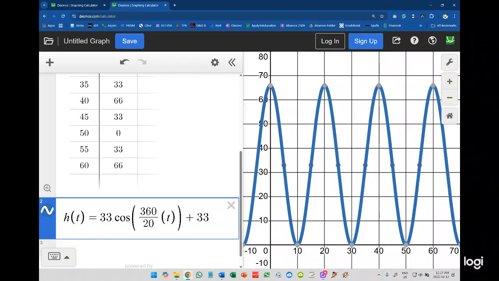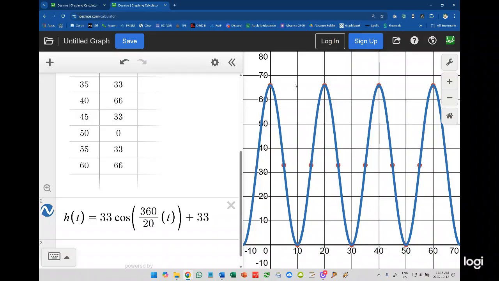And, oh, actually we're good. I didn't have to do a left or right translation because we actually started off at a maximum at the peak. And there we go. I came up with a function that modeled all of those points. So that was pretty straightforward.